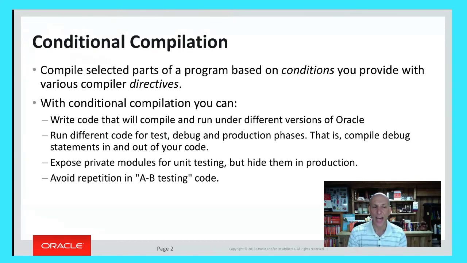And a variation on that is avoiding repetition in A/B testing code. I want to test 16 different variations. Do I want to have 16 copies of the code with lots of repetition? Maybe not.